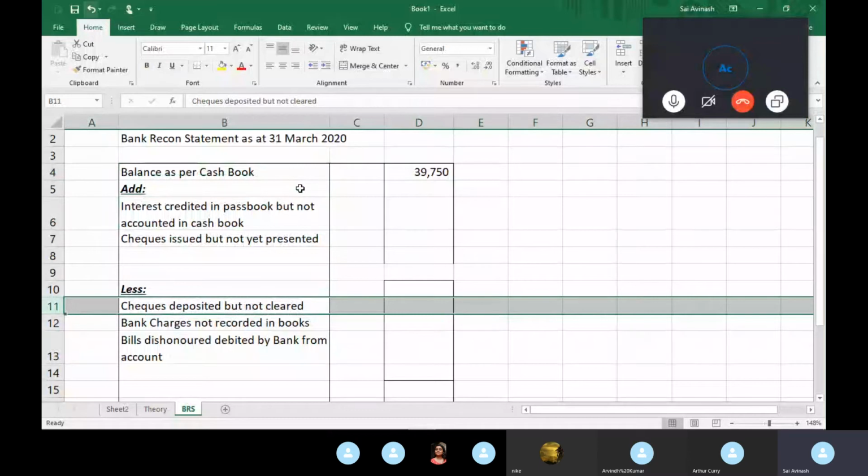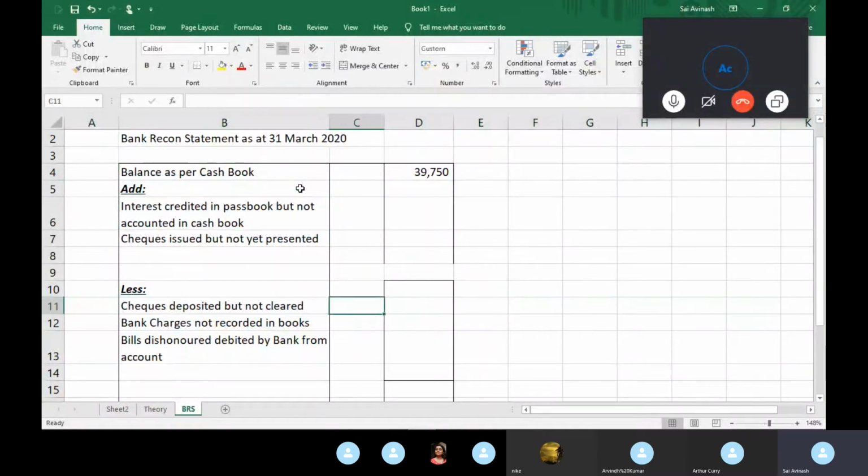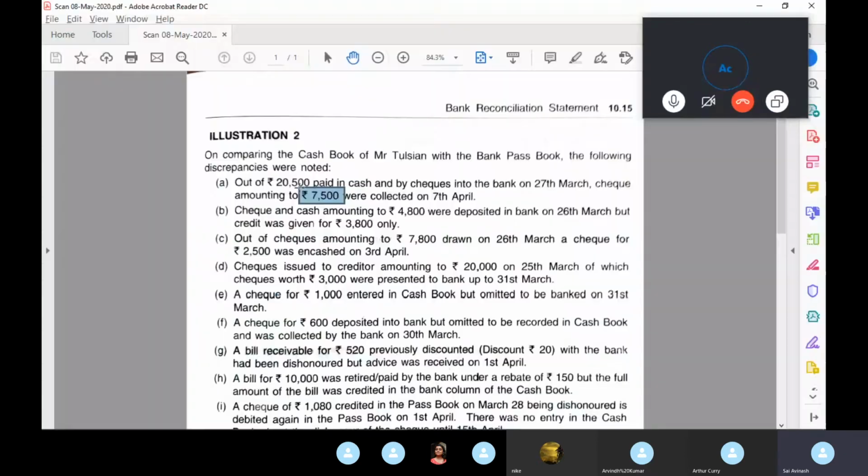So I'm reducing the value. Checks deposited but not cleared, 7,500. Okay, minus. Next, check and cash amounting to 4,800 were deposited, but credit was only given for 3,800. So my cash book would show a higher value of 4,800. Correspondingly, the bank has only increased by 3,800. What's the difference? 1,000 rupees worth of money has not been recognized by the bank.